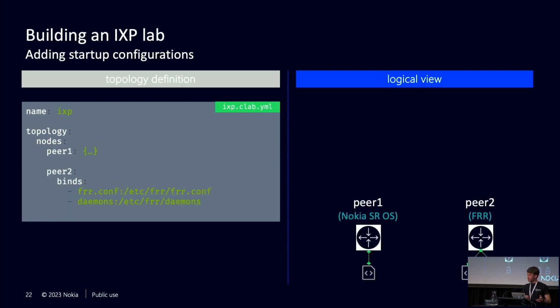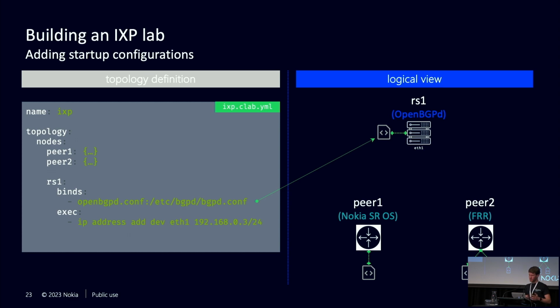On top of that, you can also bind volumes between the hypervisor and each container. So that's exactly the same way Docker does it, if you think about it. And you can also execute commands at boot up. So let's say you have a Linux container, you want to assign an IP address at boot up. Well, you can do that actually with the exec field.